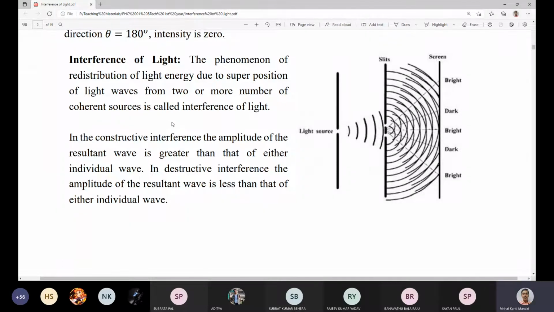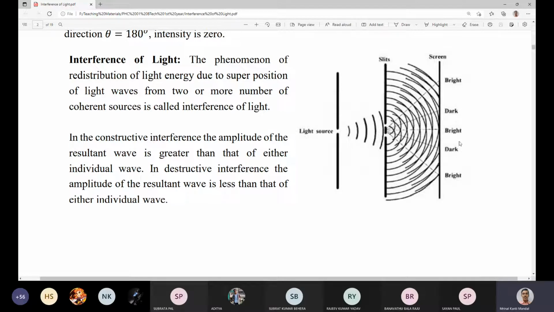The phenomenon of redistribution of light energy due to superposition of light waves from two or more coherent sources is known as interference. Consider this is the light source. It will give you wavelets. Then it is disturbed by these two pinholes, and from these two pinholes we will get secondary wavelets, and these secondary wavelets will mutually interfere.